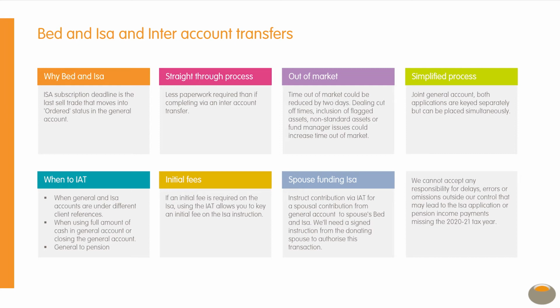The intra-account transfer process would be used where the general and ISA accounts are under different client references, and for example, where the spouse is funding their partner's ISA, so it's coming from their general account into their spouse's ISA account. It also means that you're able to key on an initial fee, whereas in the bed and ISA process, there's no ability to key initial fee, and any fees would have to be taken as an ad hoc. So they're really the two differences between those two processes.